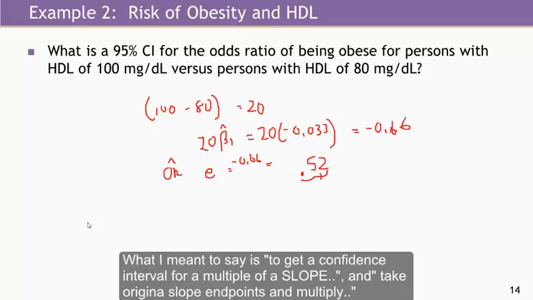So to get the confidence interval for a multiple of the slope, all we have to do is take the original slope endpoints and multiply them by this difference in the two groups we're comparing. So we take 20 times the lower endpoint we just computed for the confidence interval for the slope, and we take 20 times the upper endpoint we just computed.